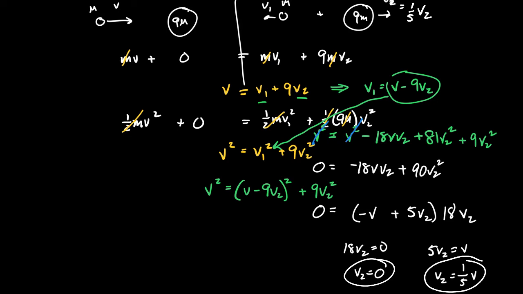Now, that's not the whole thing. There's still more to go. I'll point out that right here, if I want to find out what V1 is, I've got to put in 1/5 V there for V2. And then I can figure out what V1 is. V1 will be V minus 9/5 V, which is negative 4/5 V.